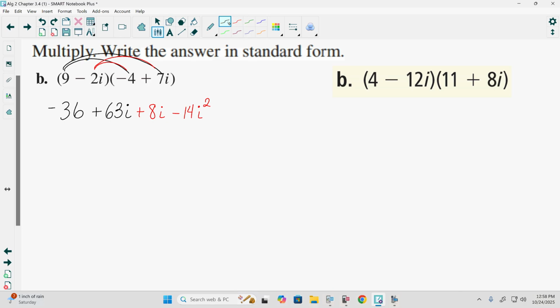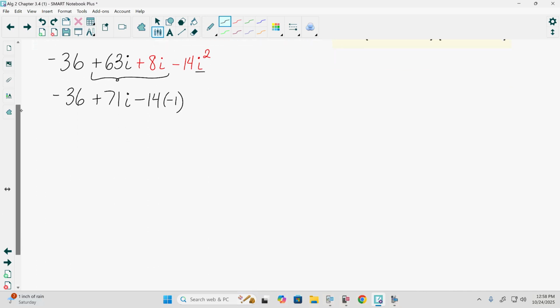So as we look from left to right, well, negative 36, we don't have any other real numbers at the moment. However, our middle terms, 63i plus 8i, is going to be plus 71i. Minus 14i squared. Well, we can't leave it as i squared. We have to change it from i squared to negative 1.